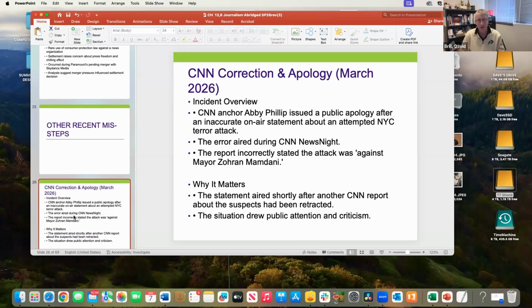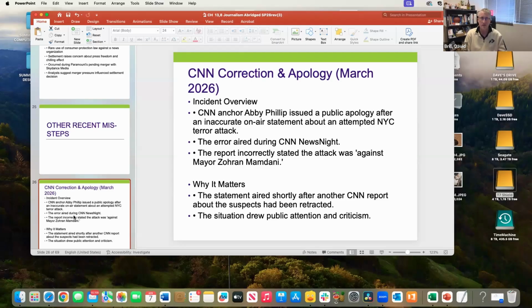So the story was that there was a pair of guys that basically tried to throw a bomb at an anti-Muslim rally in front of the mayor's office, and very clearly were there to do that, not to go after the mayor.